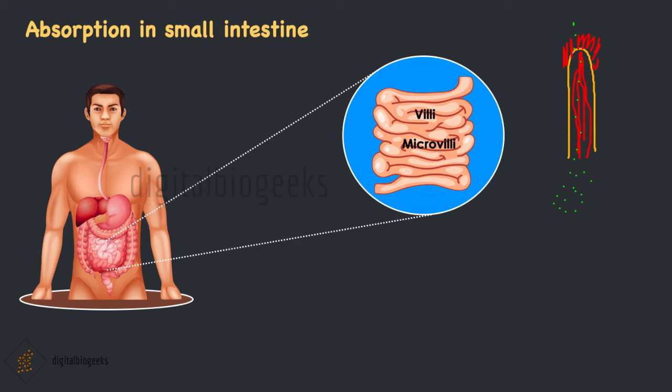Through the blood, these absorbed nutrients reach different organs and cells in our body. Both villi and microvilli expand and increase the surface area of absorption.